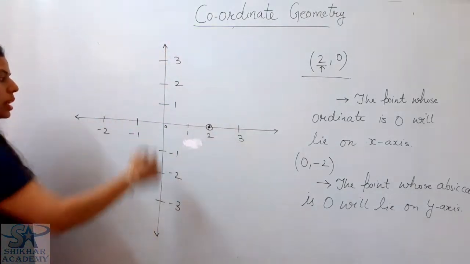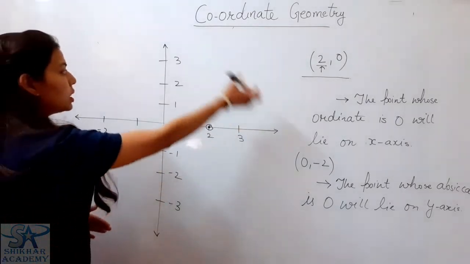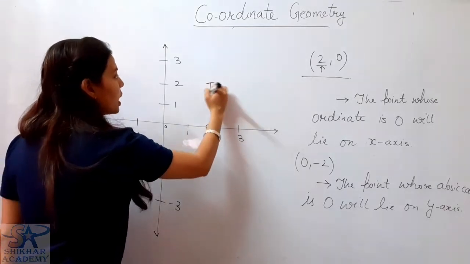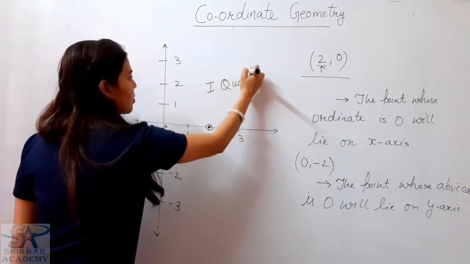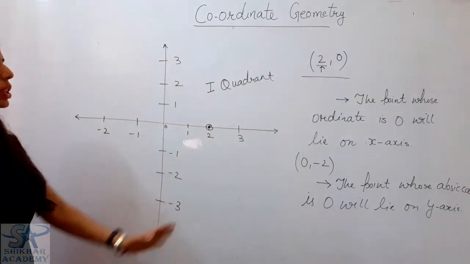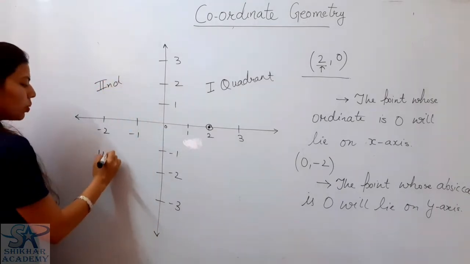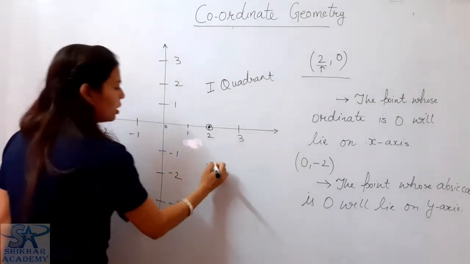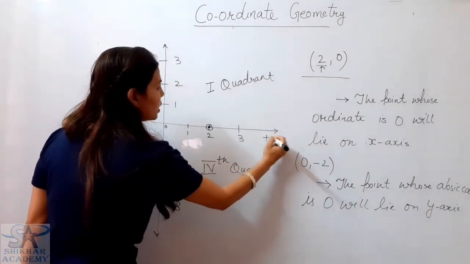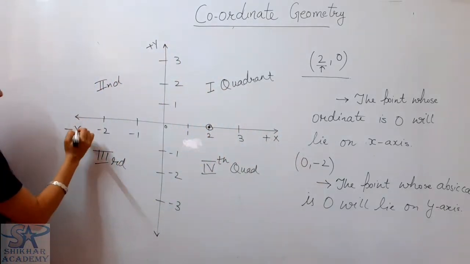Similarly, what about those points which do not have any value as 0? तो हमारा जो कोऑर्डिनेट प्लेन होता है, जब ये इंटरसेक्ट होता है तो it converts the whole, it divides the whole plane into 4 parts. Each part is known as a quadrant. So we will start from here. We'll move in anti-clockwise direction. This is the first quadrant. This will be the second quadrant. This will be the third quadrant. This will be the fourth quadrant.